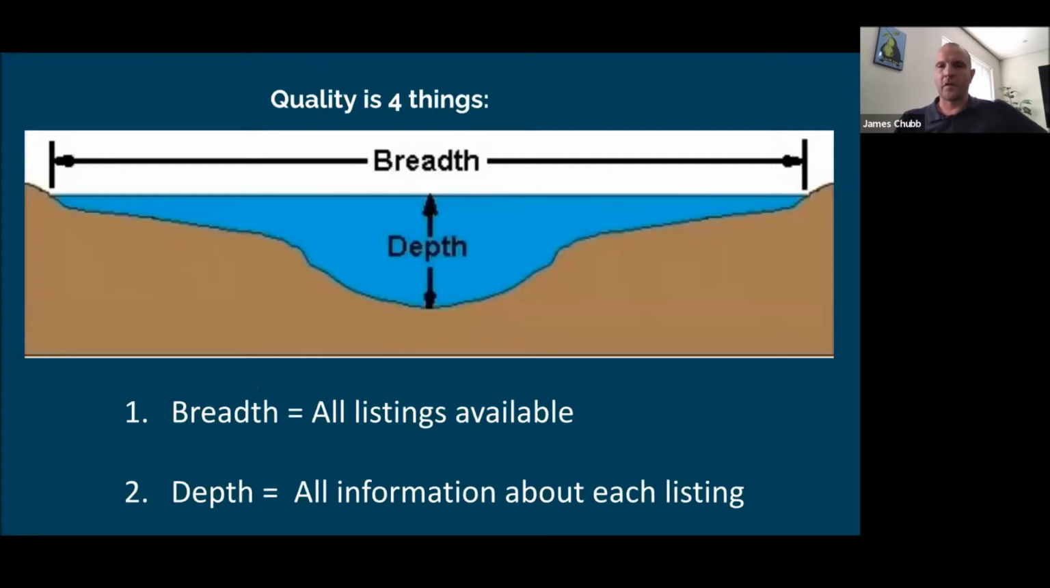Quality typically boils down to 4 separate things. The first thing is, do you have breadth of data, all the listings available for the markets that you're attacking? You don't need to have every piece of data in the whole world, but you need to say, what market are you going after? And then think, do you have everything that's possibly out there for that market?